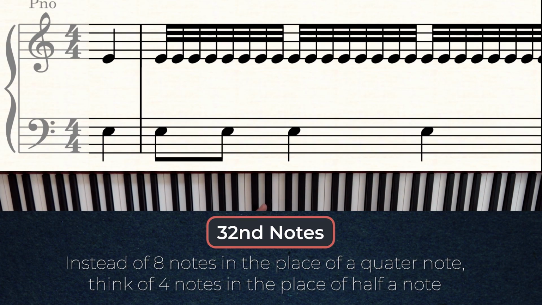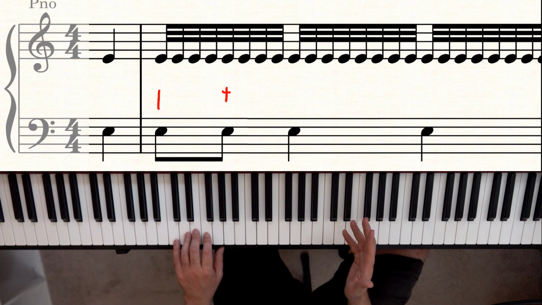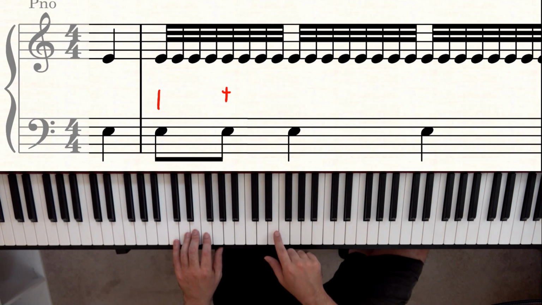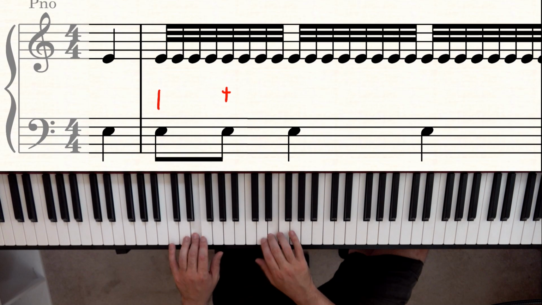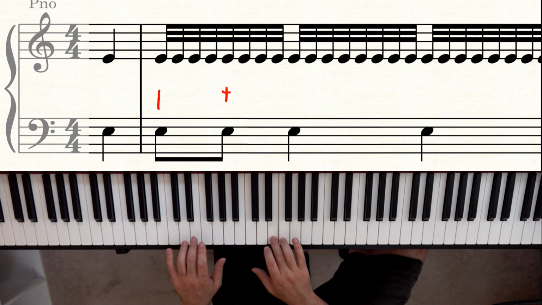Instead of 8 notes in the place of 1 quarter note, I want you to think of it as 4 notes in the place of half of a note, or an eighth note. So this is how I want you to think about it. I'm going to count 1 and play 4 notes for each of these, and you'll see how much easier it is. 1 and 2 and 3 and 4 and.